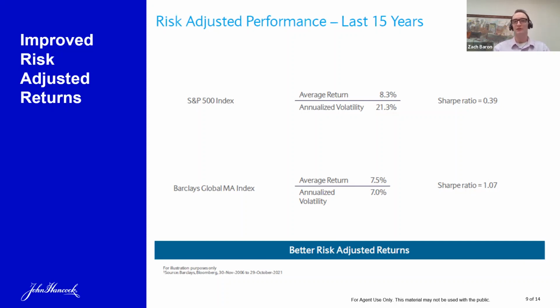You see that average annualized volatility is like 21%. On the Barclays account, we're managing to a specific volatility. That volatility target is 7%. So we're trying to get as much return as we can for that 7% volatility, and really maximize the returns for that specific volatility target. It's really about improving those risk-adjusted returns over time.